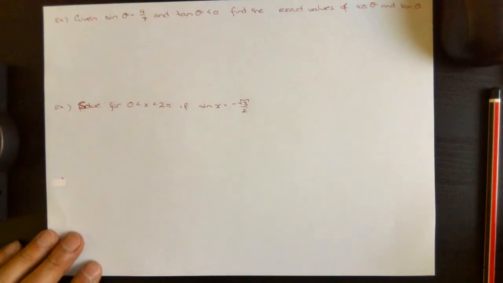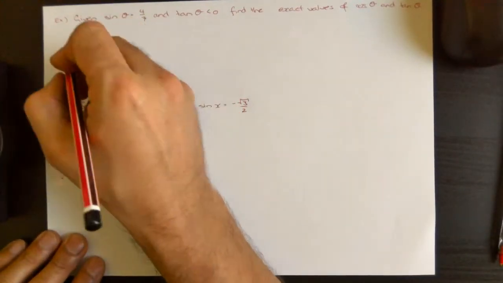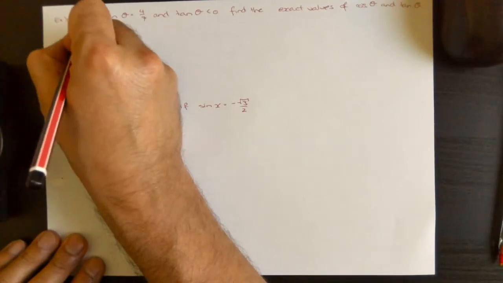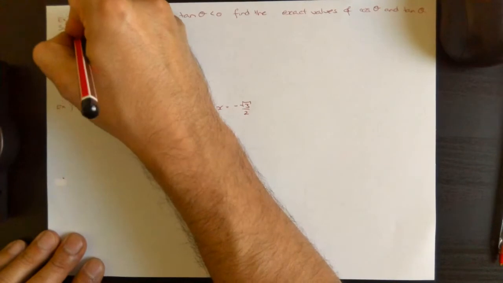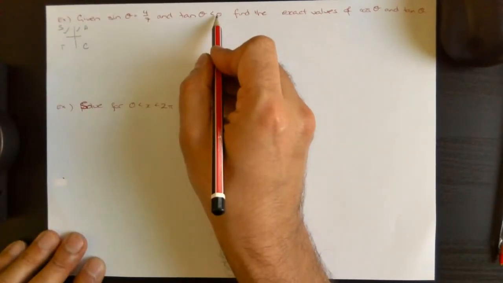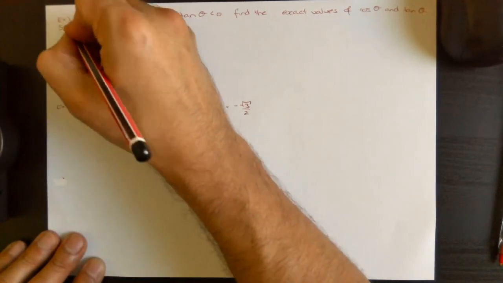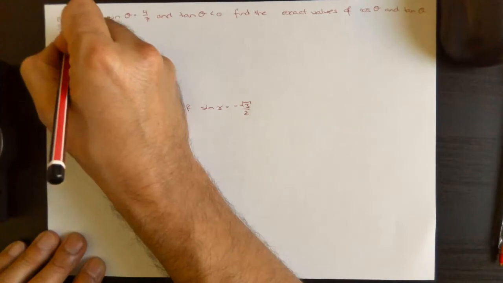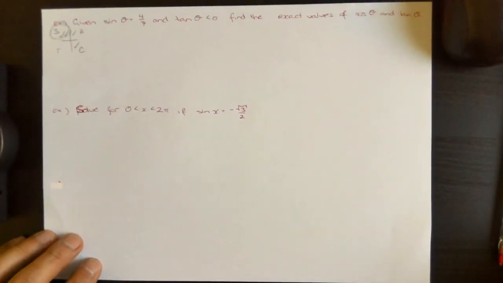All right, let's look at this one. Given that sine is 4/7, so all stations to central. Sine is positive, so that happens here and here. We want tan is negative. Tan's positive here, so tan's going to be negative here and here. So this one has two ticks, so we're looking at the second quadrant.